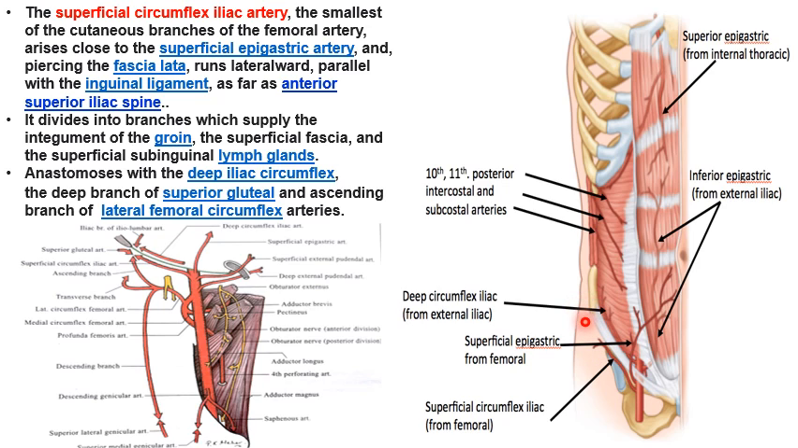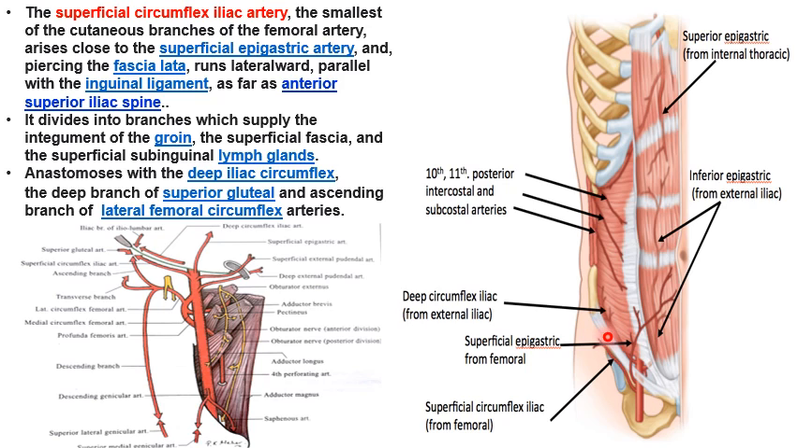This is the anterior superior iliac spine, from where the inguinal ligament is attached to the pubic tubercle. So this courses along the inguinal ligament till the anterior superior iliac spine. Here it divides into branches to supply the integument of the groin region. This is the groin region, the fold between the trunk and the thigh. So it supplies the skin over the groin, the superficial fascia, and also the superficial inguinal group of lymph nodes because they are here.